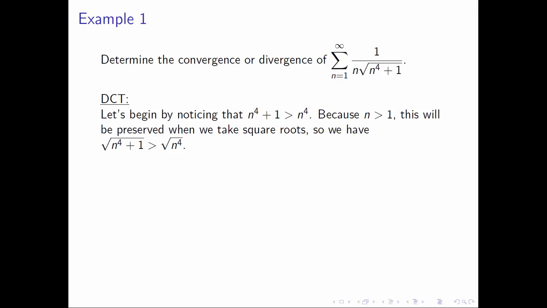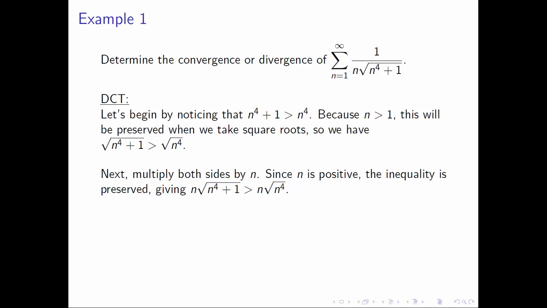And we eventually want to work from this inequality to an inequality involving the things that we want, which is 1 over n square root of n to the 4th plus 1 and 1 over n cubed. The first step in going from what we have to what we want is to take the square root of both sides. And because we're dealing with numbers n that are larger than 1, we know that we can do this, and this inequality is going to be preserved. So the square root of n to the 4th plus 1 is larger than the square root of n to the 4th.